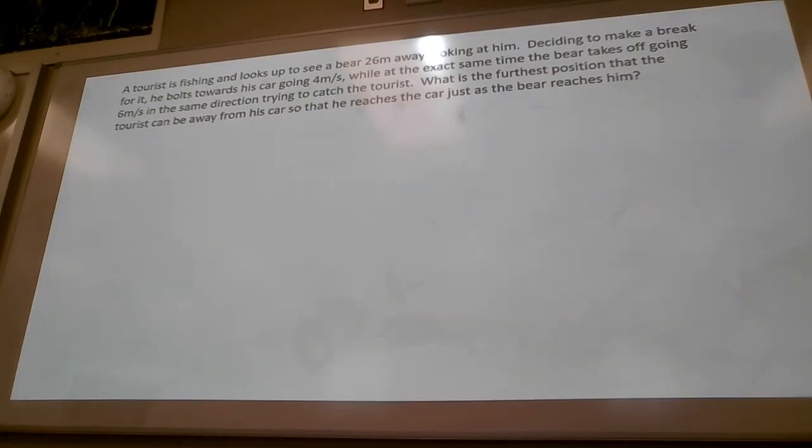A tourist is fishing, looks up, sees a bear 26 meters away, looking at him, deciding to make a break for it. He bolts towards the car, going 4 meters a second, while at the exact same time the bear takes off going 6 meters a second in the same direction, trying to catch the tourist. What is the furthest position that the tourist can be away from his car so that he reaches the car just as the bear reaches him?